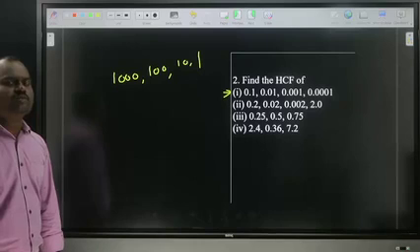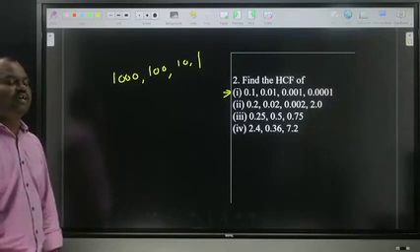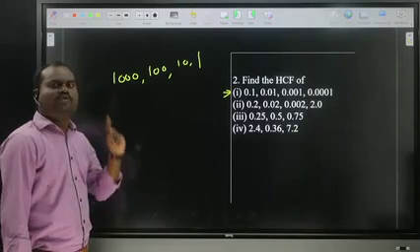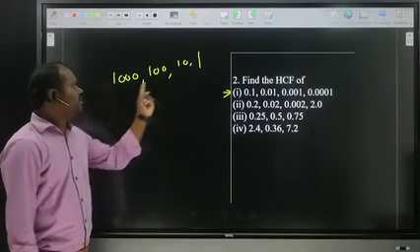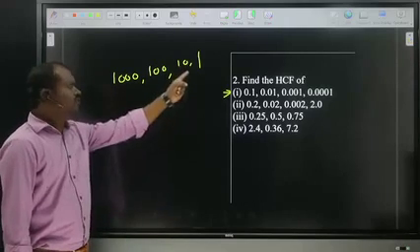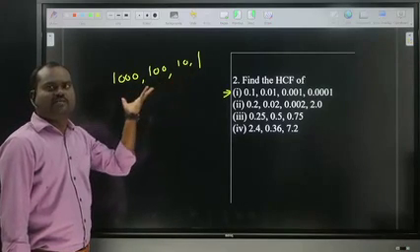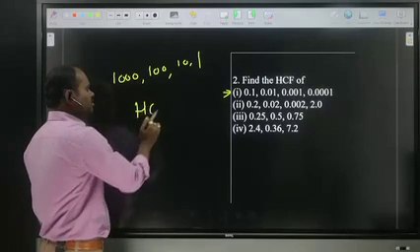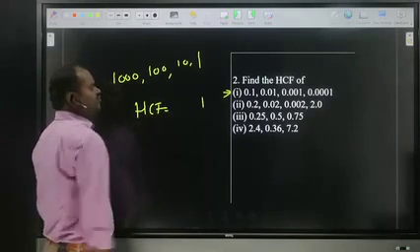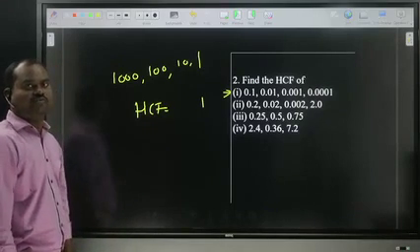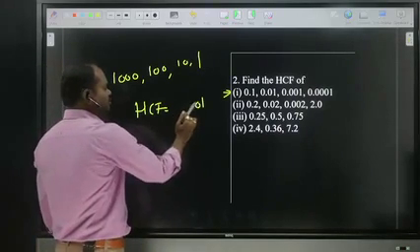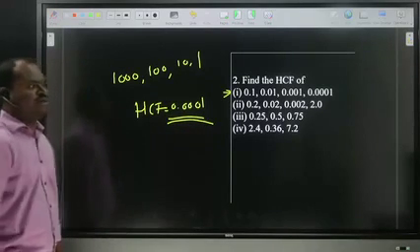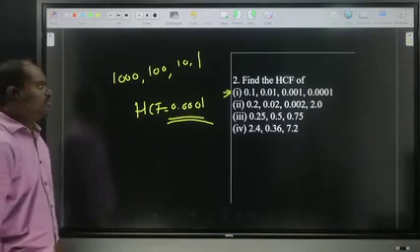What I said about the shortcut for HCF: if you are getting all the numbers in any one table, we should take that. Observe carefully, in which table do you get all the numbers? Only one table. Other than 1, we can't get any table. So what is the HCF? 1. HCF is 1. We should put back the point after 4 digits. So 0.0001. Okay?